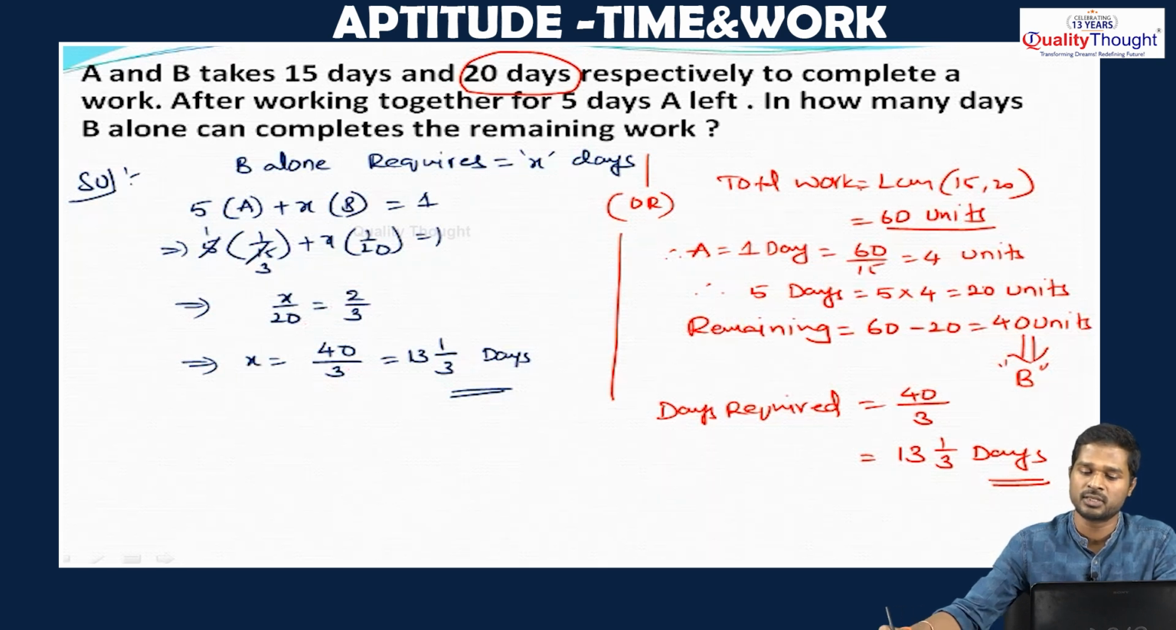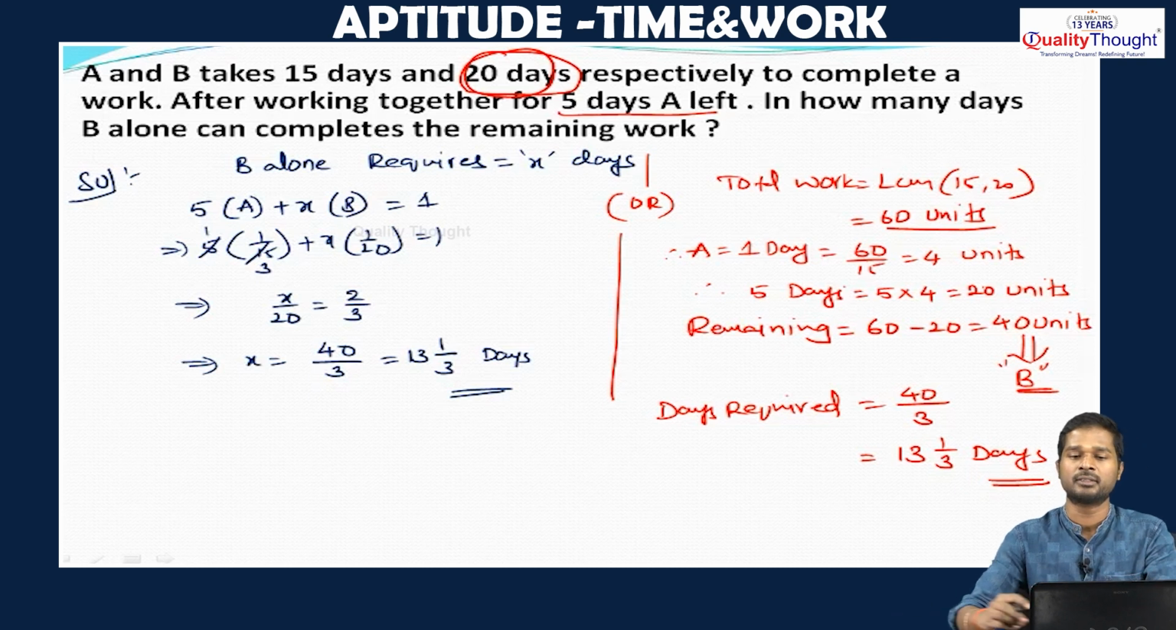Or the other method we used: total work is nothing but the LCM of the number of days taken, 15 and 20. LCM is 60 units. So, A's 1 day work is 60 units by 15 days, that is 4 units. He worked for 5 days, so 5 into 4, that is 20 units. Now, A completed 20 units of the work out of 60 units and left the work. Still 40 units of work remain, which should be done by B. Now, B will complete the work in 20 days. So, 60 by 20, that is 3 units of work will be done by B every day. So, to complete 40 units of work, 40 by 3, that is 13 1 by 3 days, he will take to complete the remaining work.